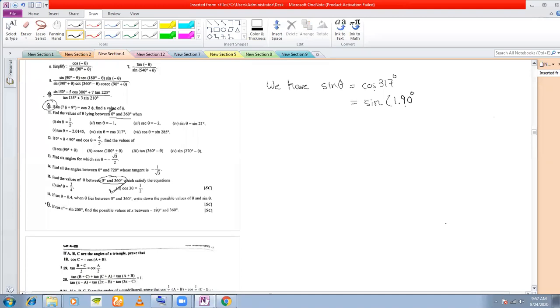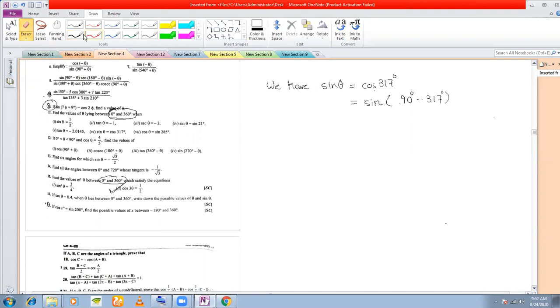right? In the first quadrant, 1 into 90 degree minus 317 degree. But can I accept this angle? No. I cannot accept this angle because my theta has to lie between 0 and 360 degree. So I cannot accept 1 into 90 degree minus 317 degree. Okay, so let us try the other one.